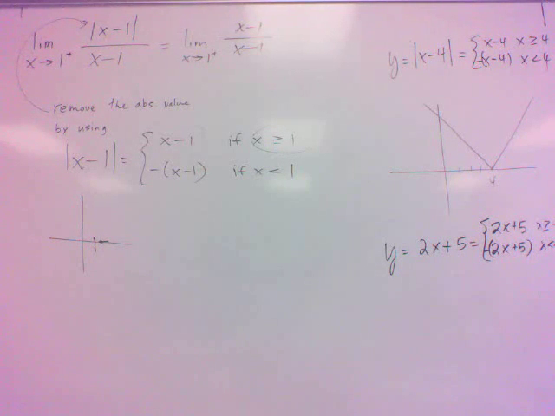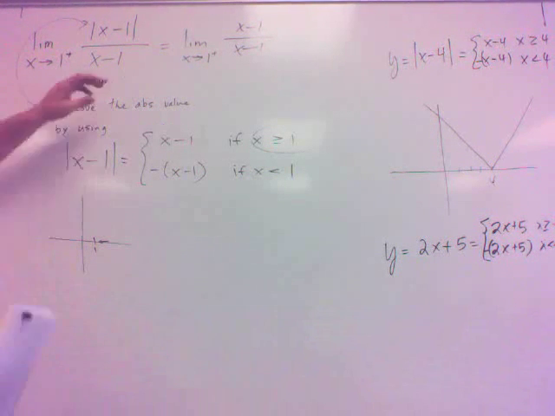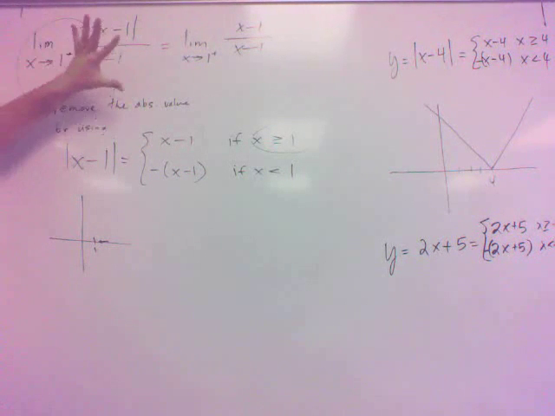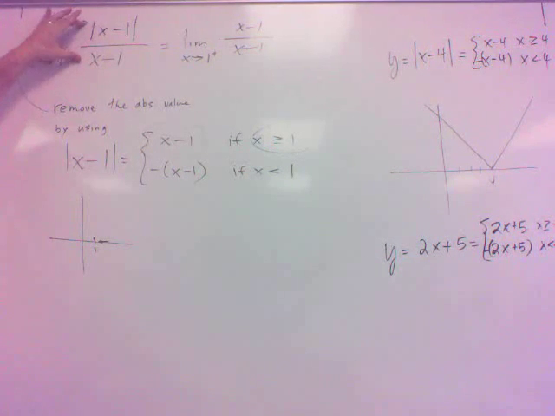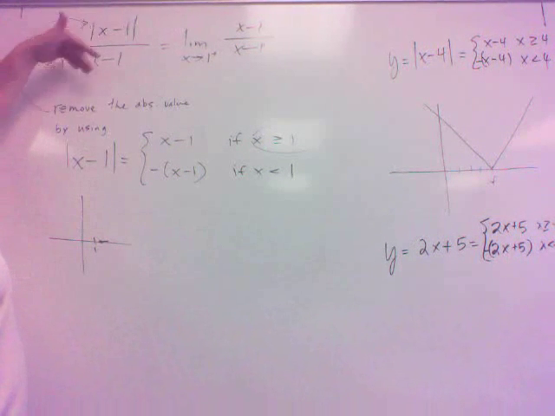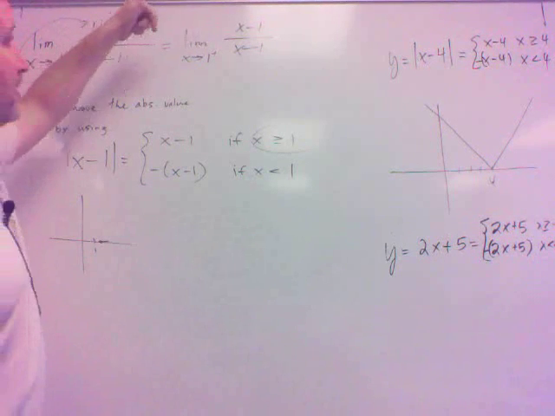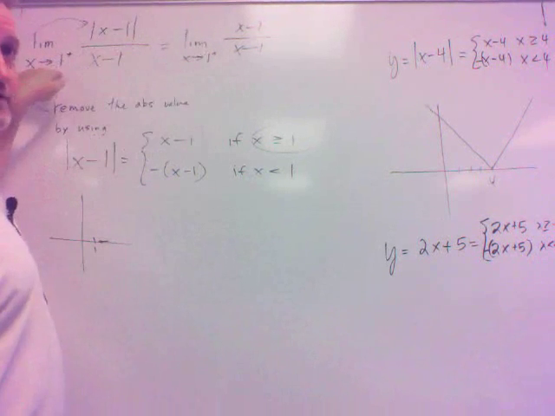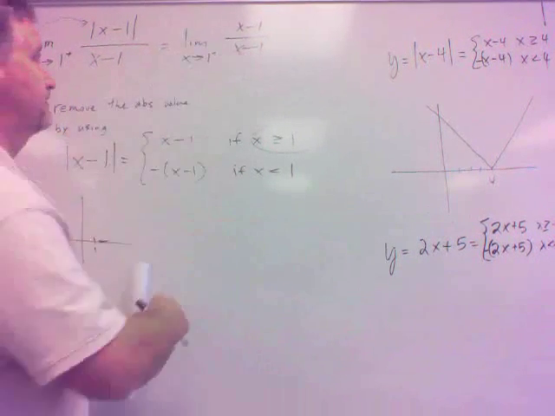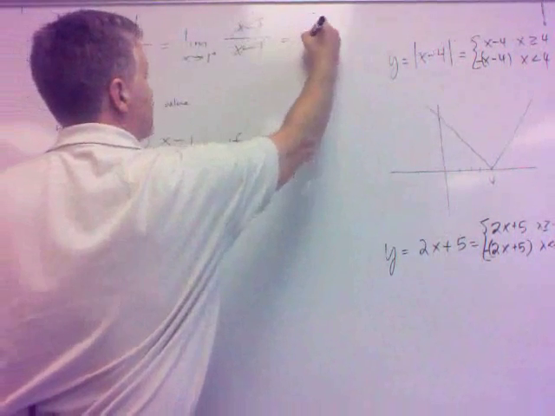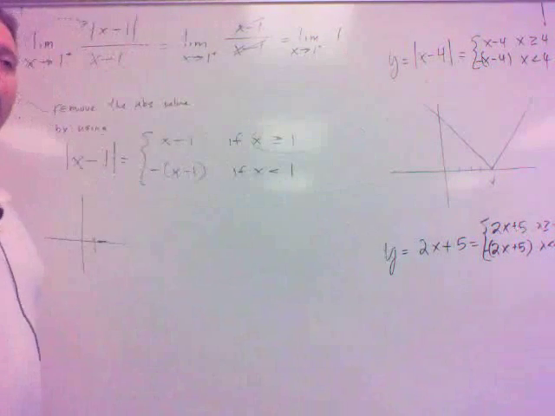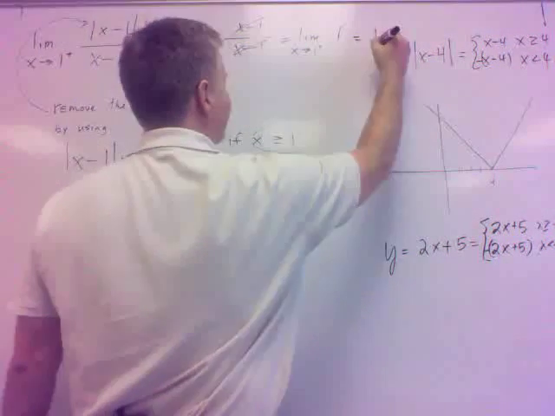Now, why does that help me? Well, I couldn't cancel those out before because of the absolute value. If it was the absolute value over the absolute value, I could cancel those out, but that would not be a very interesting problem. But since that one's an absolute value and that one's not, I can't just cancel those. But since it is going from the greater than side of 1, I can just say that's x minus 1, which means I can cancel those out. And so this is the limit as x approaches 1 from the right of just 1, which is 1.